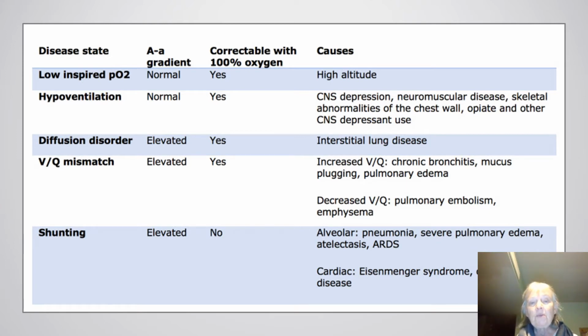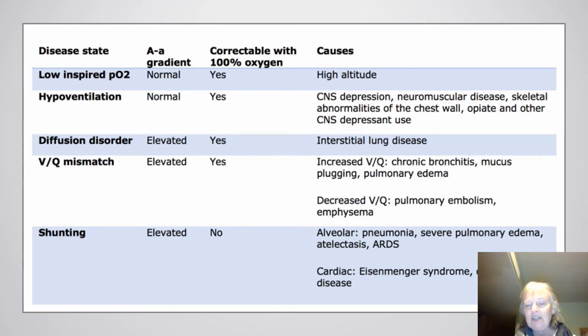VQ mismatches for the most part. Chronic bronchitis, we can give you some oxygen and actually get it across the AC membrane. Mucus plugging, pulmonary edema. If we give you enough and open up the alveoli, we can do that with our non-invasive positive pressure ventilation we're going to talk about in a couple of weeks here, and that will help with it. However, if you have a pulmonary emboli, you've blocked the airway, nothing's getting across, and emphysema is another one too. And then shunting, you cannot just give them oxygen.